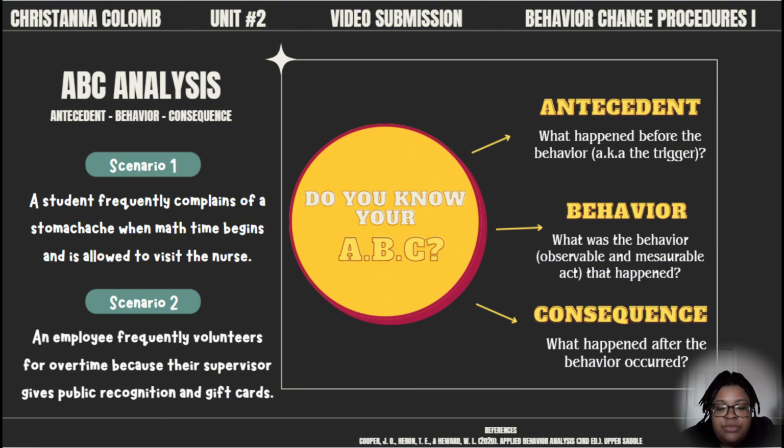The antecedent is what happened before the behavior, also known as the trigger. The behavior is the observable and measurable act that occurred. The consequence is what happened after the behavior occurred. I have two scenarios for us to practice with.